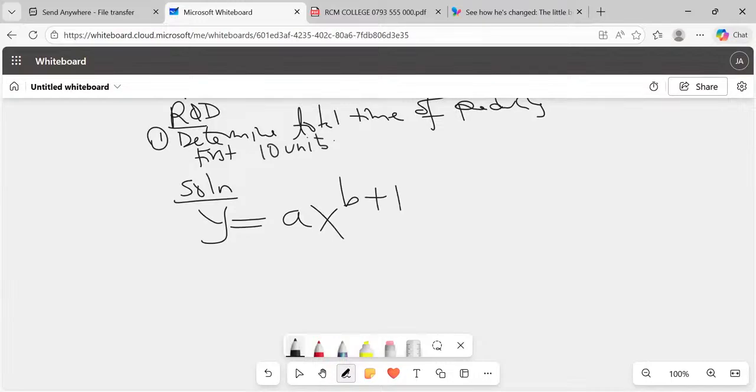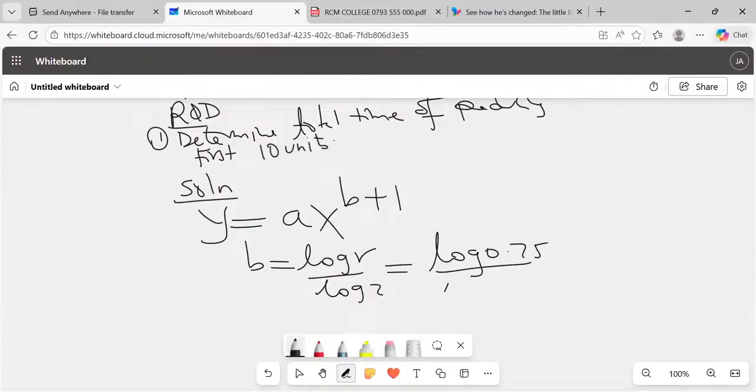B plus 1. We don't have a problem with A. We have every problem with B because we don't have it. We must look for B. And to get B, ladies and gentlemen, we take log R divided by log 2. So the R is 0.75 divided by log 2, which gave us negative 0.415. Thank you very much.